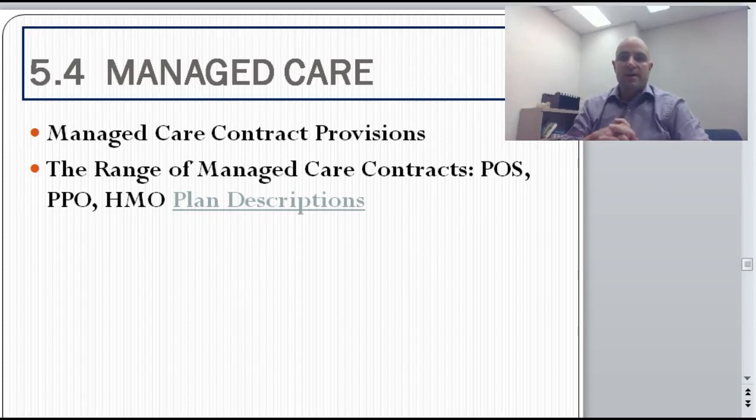So another way that insurance companies try to cut back on cost a little bit is through what's called managed care. Managed care is basically where the insurance company puts some sort of limitations on what you can get done or who you can see. Some examples of managed care techniques that are used.